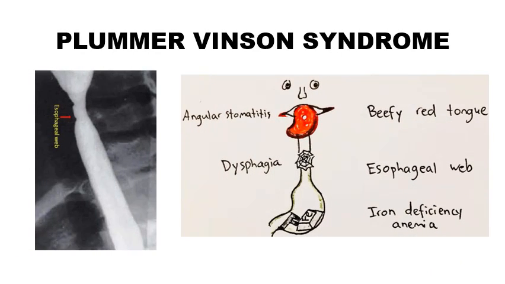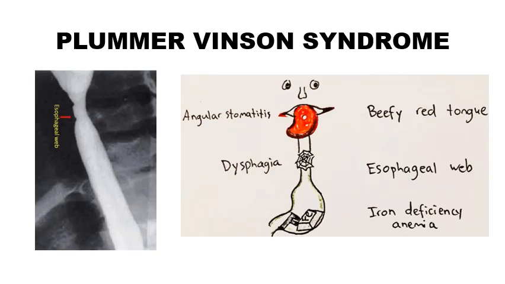Now, Plummer-Vinson syndrome is a very interesting condition. It has esophageal webs which tend to occur in the upper part of the esophagus, in the hypopharynx, and in middle-aged women. However, it's also accompanied by iron deficiency anemia and a glossitis of the tongue. So they will have a beefy red tongue, angular stomatitis, an esophageal web, and iron deficiency anemia, which can lead to dysphagia, and it's also associated with squamous cell carcinoma.